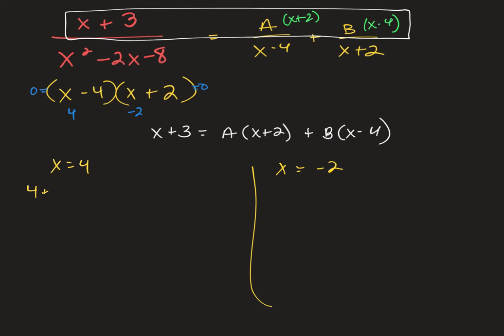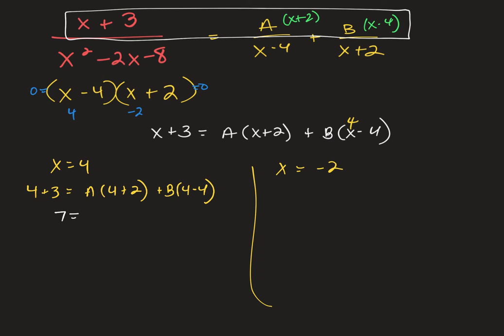So 4 plus 3 equals a, 4 plus 2. Now the better you get at these, the easier this step is, because I already know 4 is going to cancel from here. I'm not even going to write the b. So I just saved myself a step. If that throws you off, then you do plus b times 4 minus 4, and then you get your 0, okay? But you actually don't need that step.